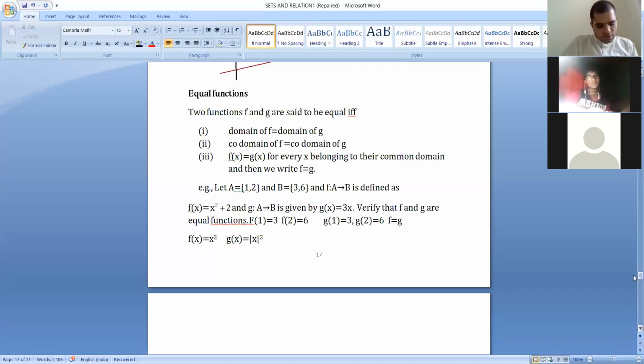To prove these functions equal, you have to first prove that domain of f is equal to domain of g, which is there because both the domains are integer. Codomain of f is equal to codomain of g, that is also because x square is equal to mod x square. And the third condition you have also proved, because x square is always equal to mod x square. So f(x) equals g(x).